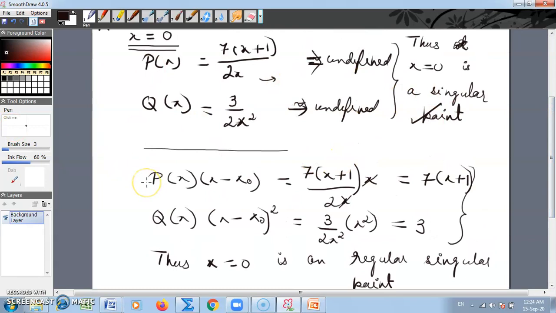And from our next class we'll start the series solution, the power series solution of differential equations. This is just the background actually. These things usually don't come in the examination, so I'd like to stop here.